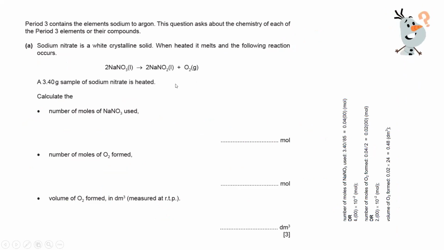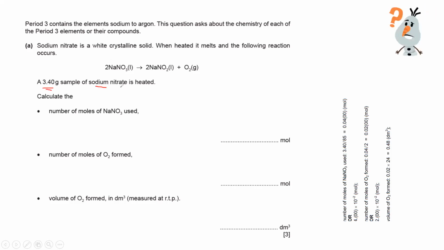Another question. Period 3 contains elements sodium to argon. This question is about the chemistry of period 3 elements and their compounds. Sodium nitrate is a compound. Sodium nitrate is a white solid. When we heat it, it melts and turns into sodium nitrite plus oxygen. This is sodium nitrate, this is sodium nitrite.